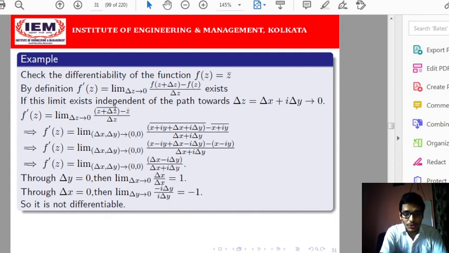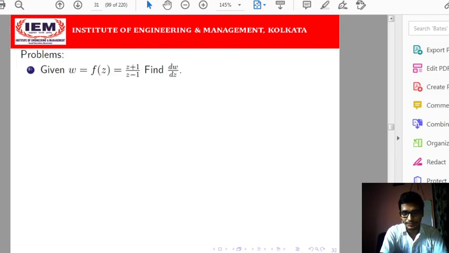Since the limit of the quotient doesn't exist, we can say that the function f(z) will not be differentiable at any complex value z, because we have checked the differentiability of f(z) at any arbitrary point z. For any arbitrary point, the limiting values of this quotient are not the same or not unique. So that's why we can say that the function will not be differentiable.